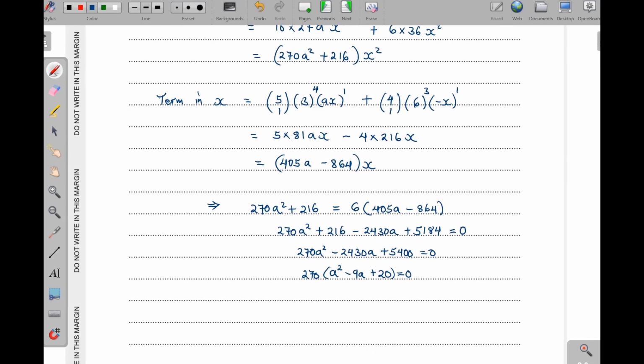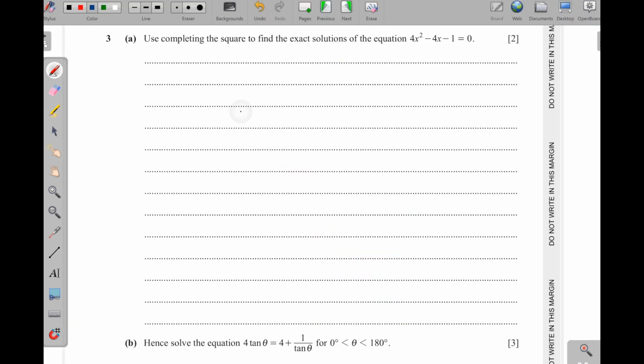Then after that, two numbers, when I multiply them, I get 20, but when I add them, I get negative 9. Automatically, that one is going to be a negative 4, and then a negative 5. Negative 5, plus negative 4, you get negative 9. But when you multiply them, you get this positive 20. You can even solve it using the calculator. So this simply implies that a is going to be equal to 4, or a is going to be equal to 5.